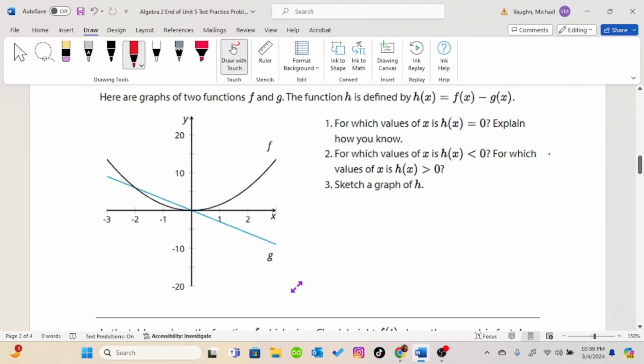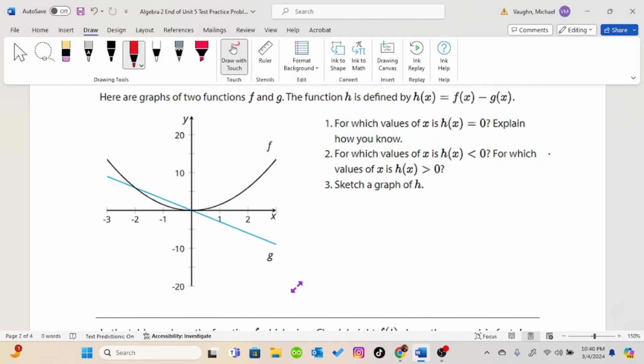Here are graphs of two functions, f and g. The function h is defined by h of x equals f of x minus g of x. Number 1. For which values of x is h of x equal to 0? Explain how you know.